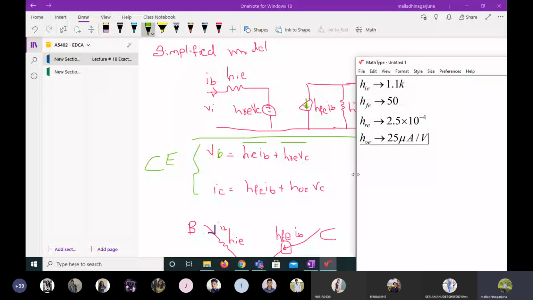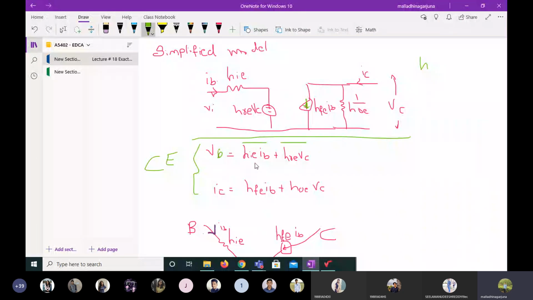Now compare. What is this HIE value? It is 1.1 kilo ohm. So the first drop is 1.1 kilo ohm into IB current. How much will IB be in general? It will be in terms of microamps, because the base is lightly doped and the current is very small. Let us take 20 micro, let us say.